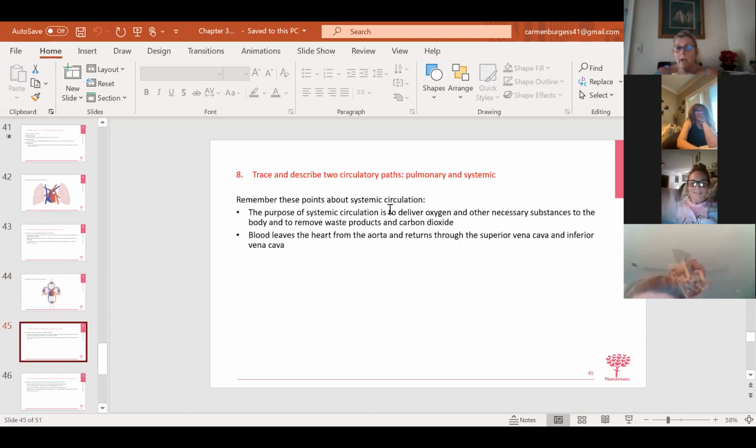So what are we remembering about the systemic circulation? It's delivering what? Oxygen and nutrients to the whole body. And takes away what? Carbon dioxide. Right. Blood leaves the heart from the aorta and returns through the vena cava.